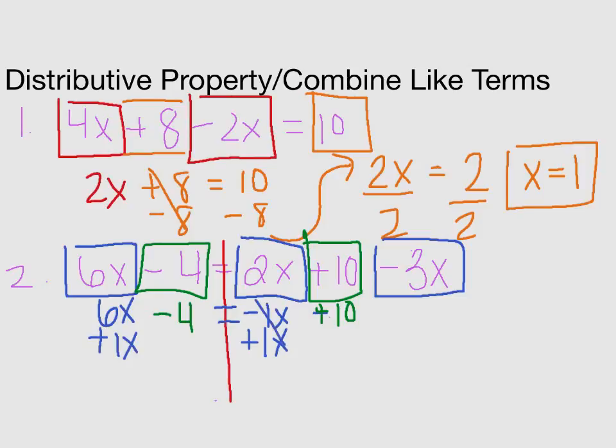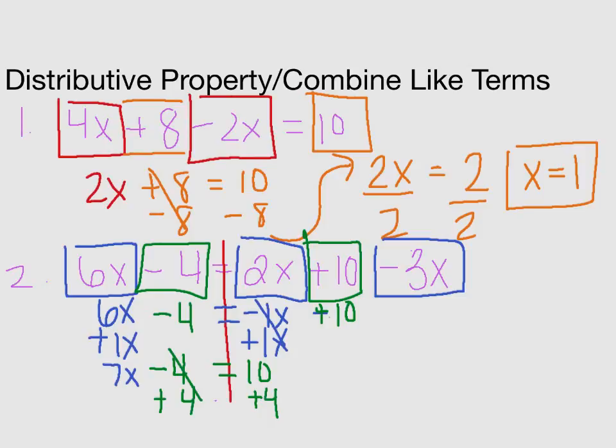My 1x is canceled, and I'm left with 7x minus 4 equals positive 10. You don't really need that plus in front of the 10, only if you want. Now it's my 2-step equation, so I add 4 to both sides.